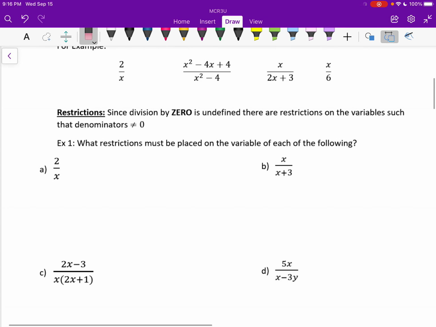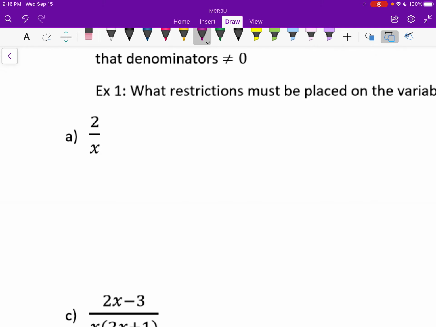So the first example says, what restrictions must be placed on the variable for each of the following. So 2 over x is pretty easy. We know that the denominator itself cannot equal 0 because you can't divide by 0. Right? So I can say x cannot equal 0. It can be 1, it can be 2, it can be -1, -3, it just can't be 0. So that one's pretty easy.